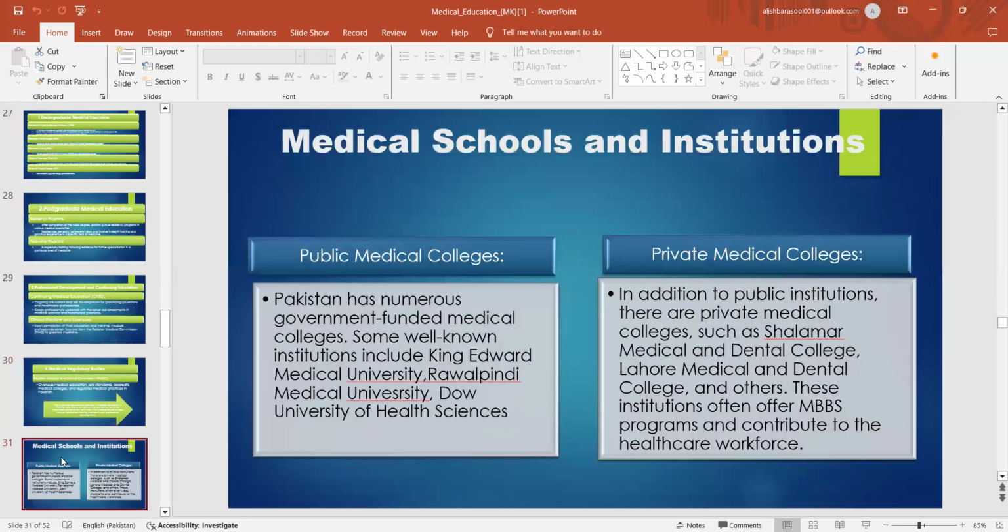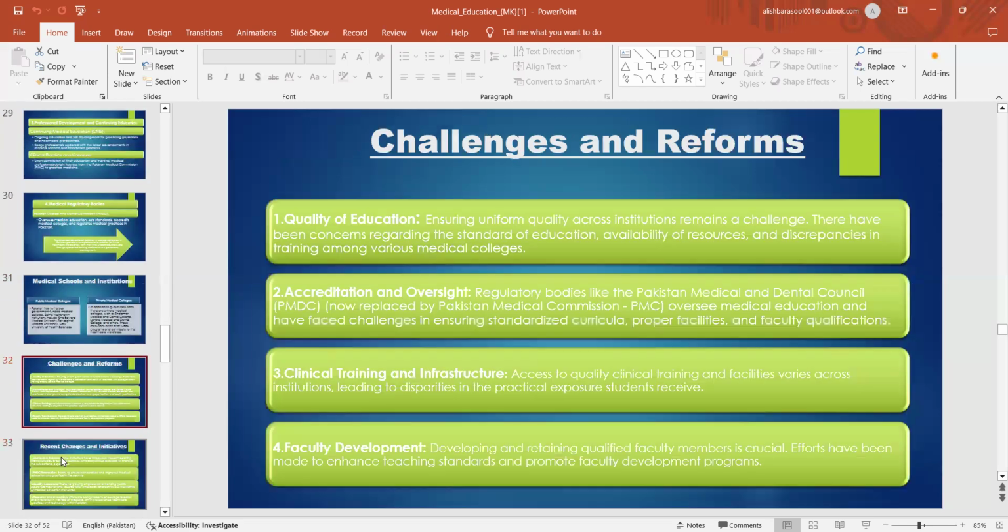Medical schools and institutions. Public medical colleges. Pakistan has numerous government-funded medical colleges. Some well-known institutes include King Edward Medical University, Rawalpindi Medical University, Dow University of Health Sciences. Private medical colleges. In addition to public institutes, there are private medical colleges such as Shalamar Medical and Dental College, Lahore Medical and Dental College, and others. These institutions offer MBBS programs and contribute to the healthcare workforce.